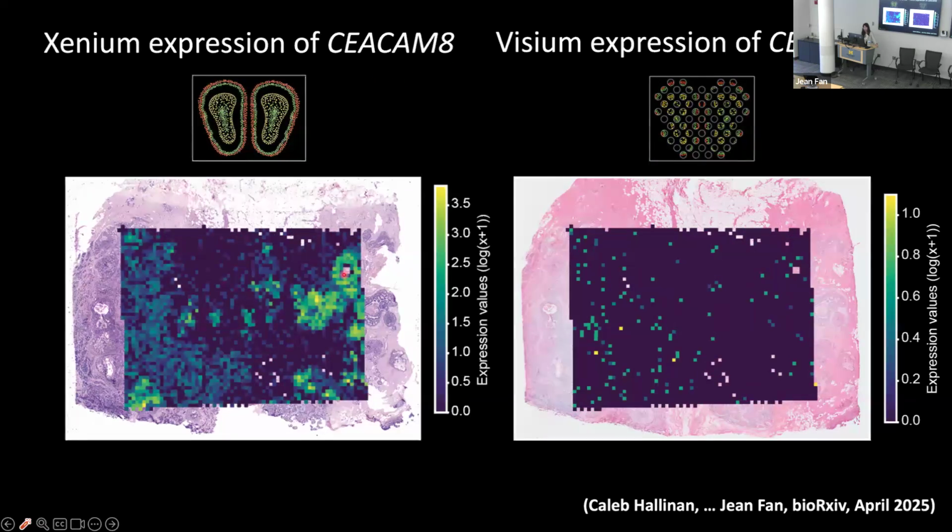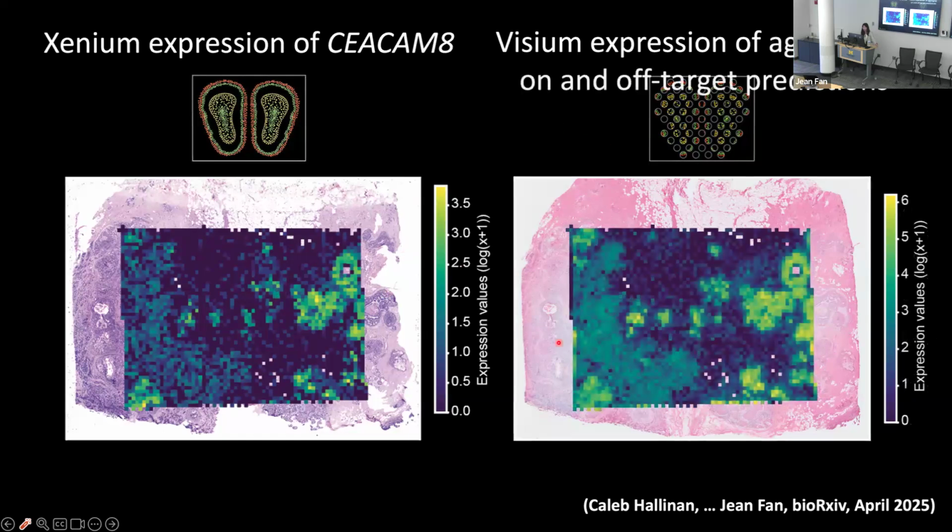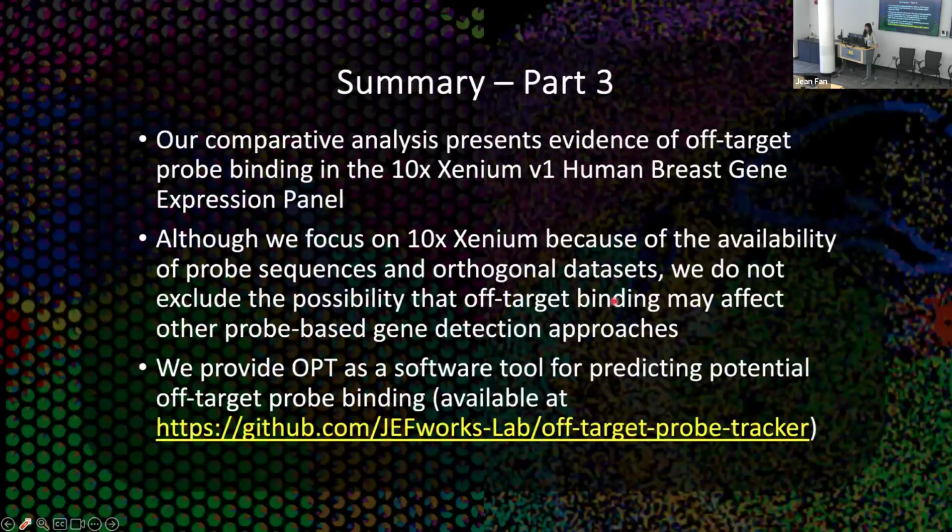And there's many other examples that we note in our paper. For example, CCAM8, again, very disparate pattern. Once we aggregate the off-targets, a much more similar spatial pattern. So this is the final component that I hope I've been able to show you: how our comparative analysis is able to present evidence of off-target probe binding affecting the 10x Xenium V1 human breast cancer gene expression panel. This is a panel that's commercially available.